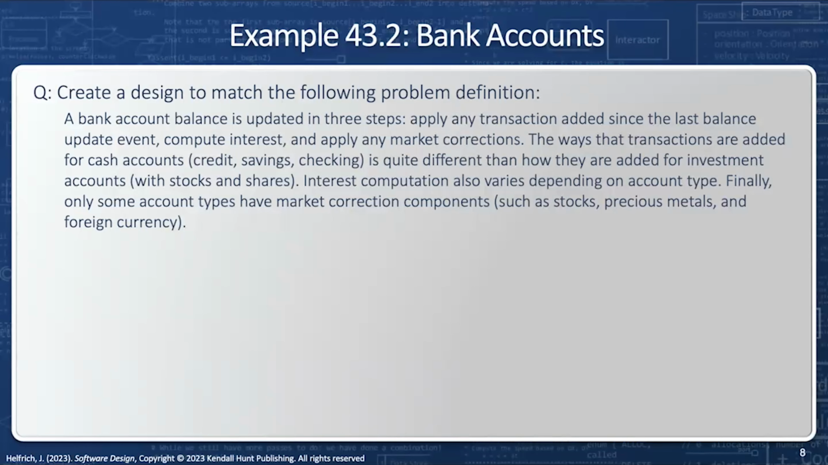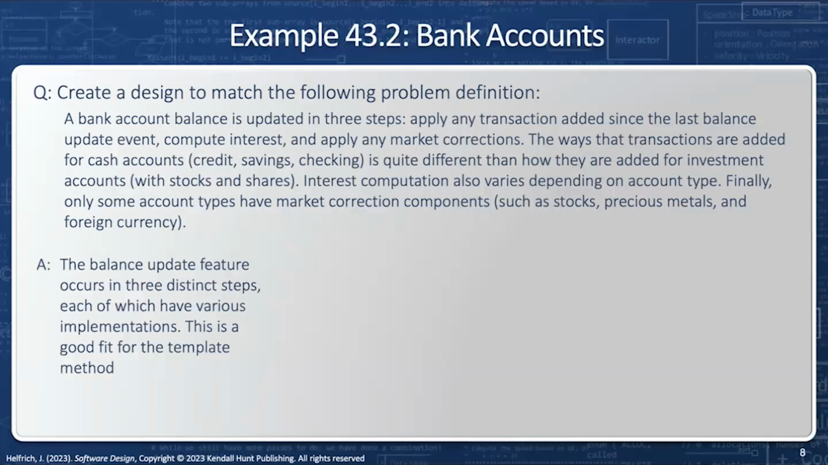So here's another example. A bank account is updated in 3 steps. Apply any transactions added since the last balance, compute interest, and apply any market corrections. Let's take a look at how we're going to solve this problem. First of all, notice how there are 3 steps. And since there's 3 distinct steps, the template method design pattern seems to be a good choice.